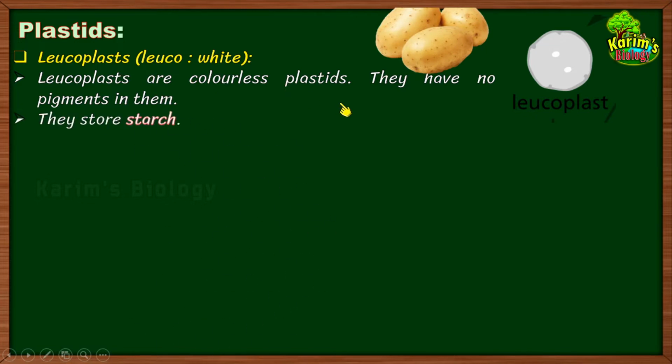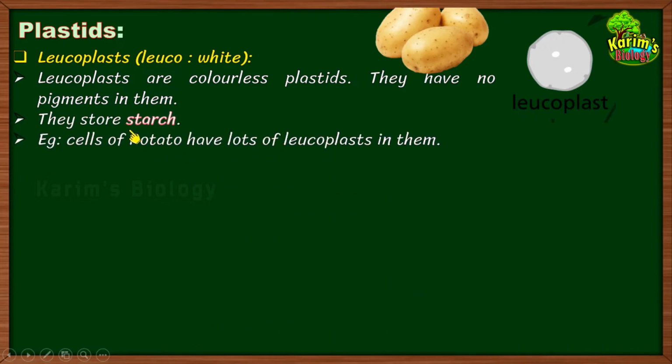Now let us see what the function of the leucoplast is. The major function of the leucoplast is that they store starch. Do you know what starch is? Starch is a complex carbohydrate. You know that plants perform photosynthesis and prepare glucose. If the plant wants to store the glucose, the glucose will be converted to starch, and starch granules are formed which will be stored in the plant cells.